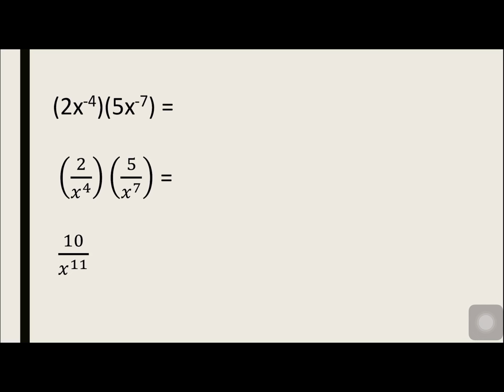So multiply. 2 times 5 is 10. x to the 4 times x to the 7. Remember, our shortcut there is to add. 4 plus 7 is 11. You can also write them out. That would mean write 4 out and write 7 out beside it. So that's 11 in all.